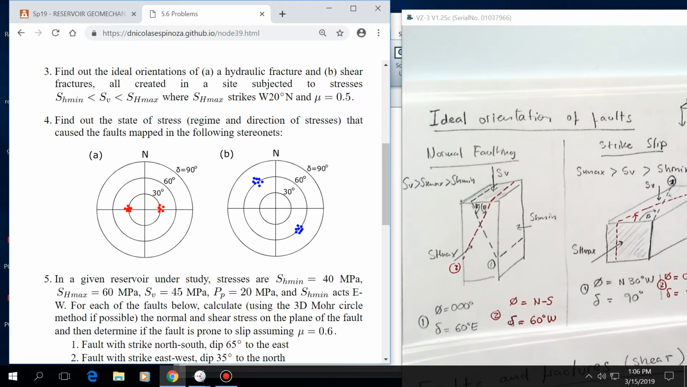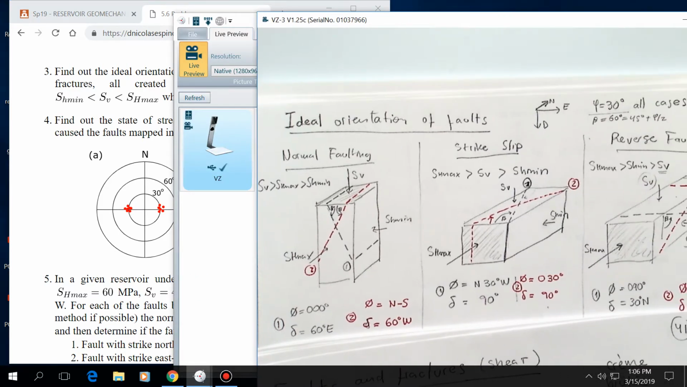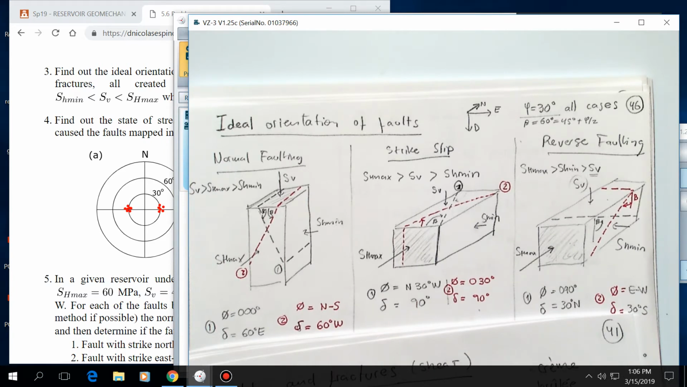Okay. Anything else? Yes. So you said you know if it's reverse or normal depending on the angle? Yes. So most times, gently dipping faults, if they were caused by faulting, those are going to be thrust faults. If they are quite steep but not 90 degrees, very likely those are going to be caused by normal faults if the state of stress is still the same.